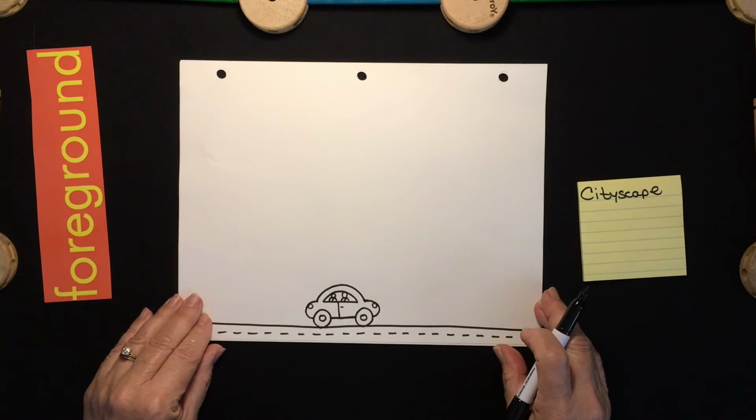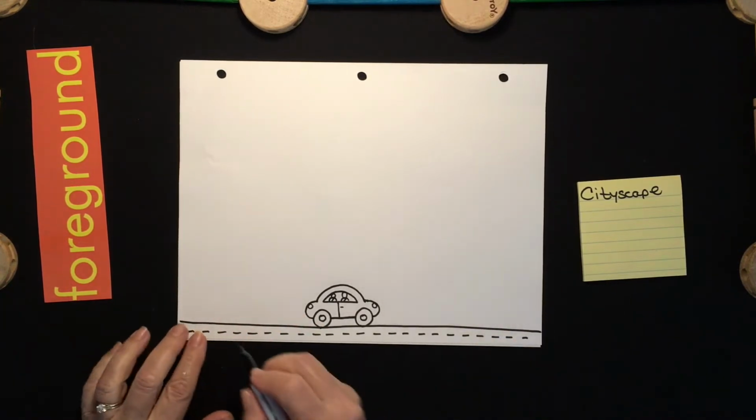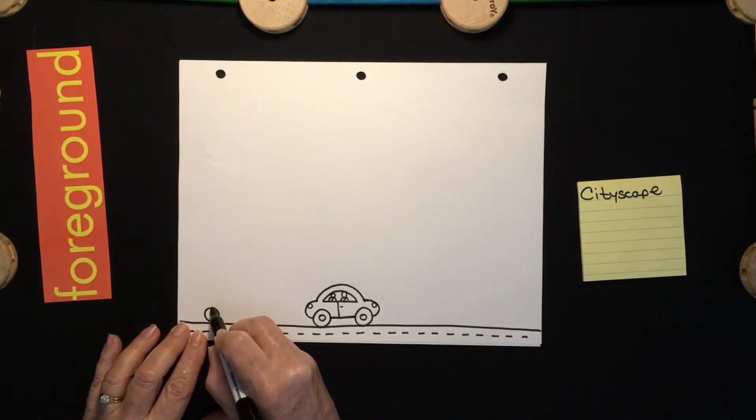Next, I'll show you how to make a sports car. I think I'm going to put it back here. So I'm going to make 2 olives on a toothpick.